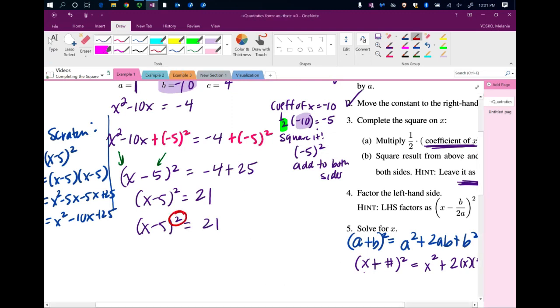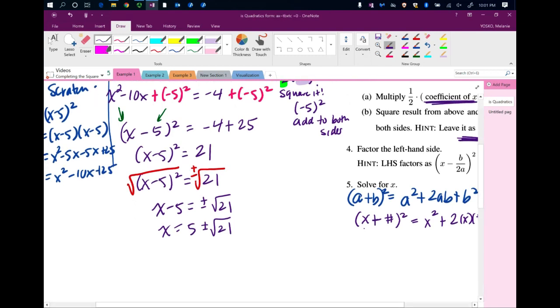To get rid of this power of 2, that's a square, I'm going to take a square root. If I do something to the left, I better do it to the right. I also have to make sure I do a plus or minus square root. Over here, we see this square root and this square will cancel each other out. They are inverse processes. So we end up with x minus 5 equals plus or minus square root of 21. We need x by itself, so x equals 5 plus or minus square root of 21.